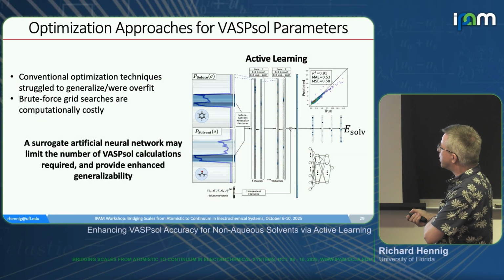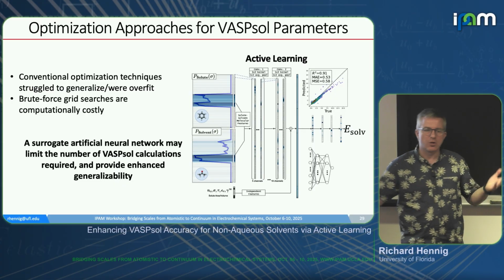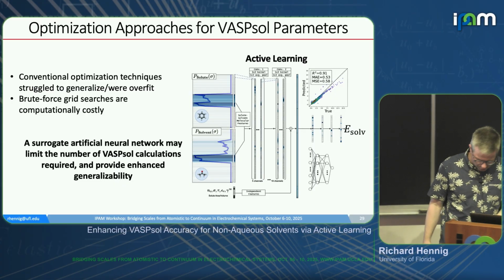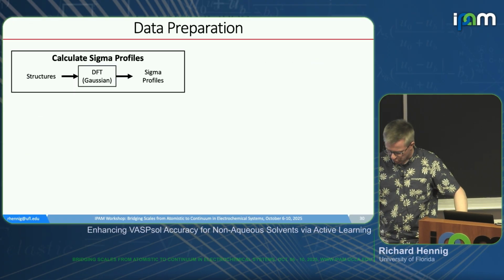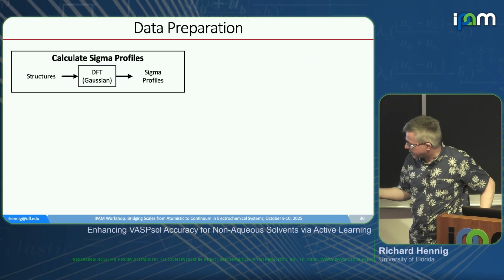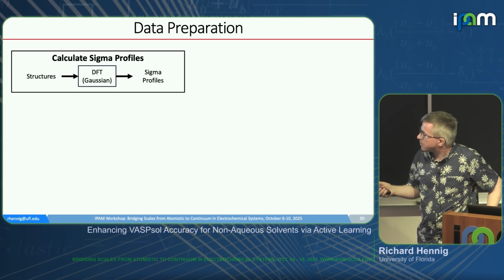What we're going to do is develop neural network surrogate models. The goal is to try to limit the number of VASPsol calculations that are required, and then make sure that can generalize to solvents which we don't even have in the training set. Can we actually do that? The answer to that is partially yes. To the second question, we can even improve for unknown solvents how it works.